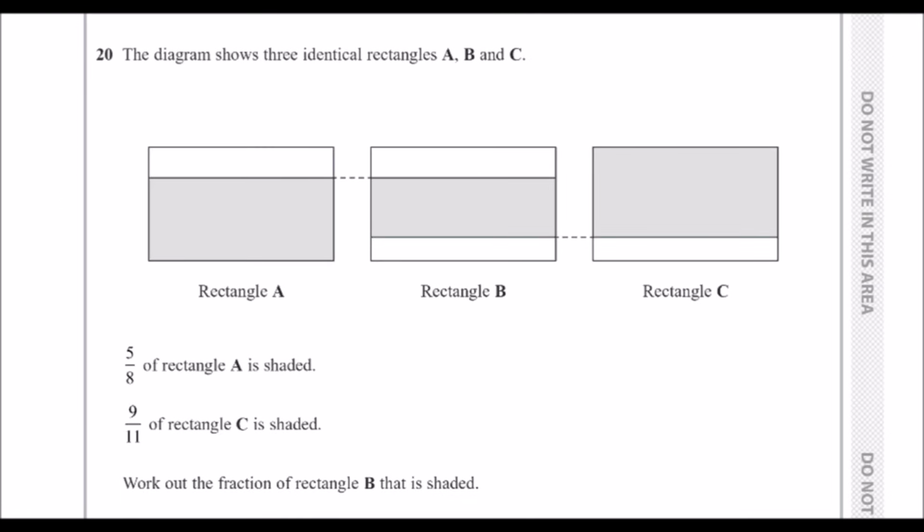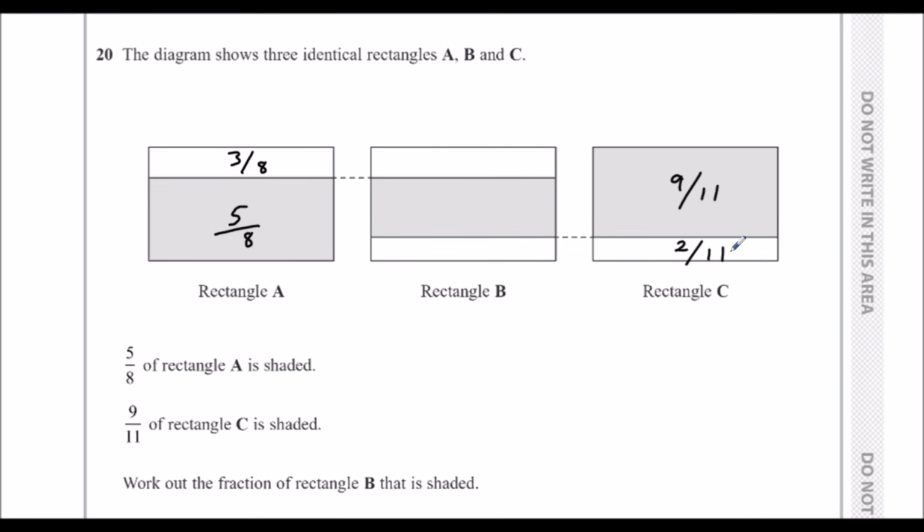Question 20. The diagram shows 3 identical rectangles, A, B, and C. 5/8 of rectangle A is shaded. So this is 5/8. The unshaded part must be 3/8 because they have to add up to 1 whole. 9/11 of C is shaded, which means unshaded must be 2/11.